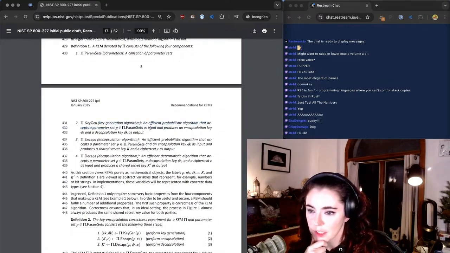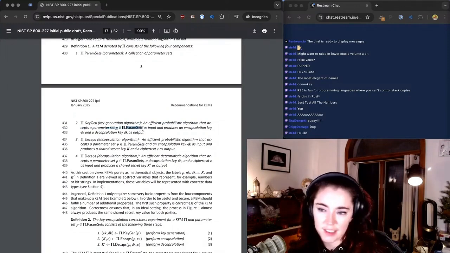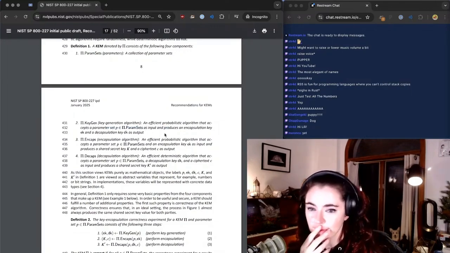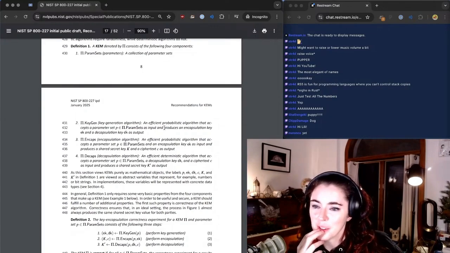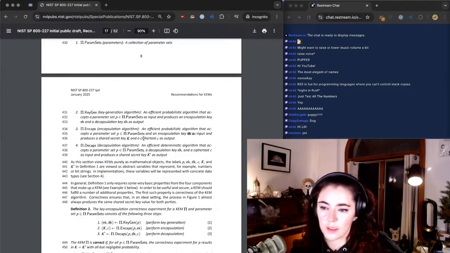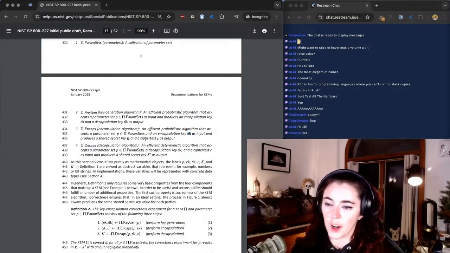Probabilistic. Produces, yeah. Parameter set as an input. Yeah, sure. Produces an encapsulation key, EK, and a decapsulation key, DK, as output. Encaps takes a plaintext, a parameter set, an encapsulation key. That's true. The plaintext is the random data generated inside.